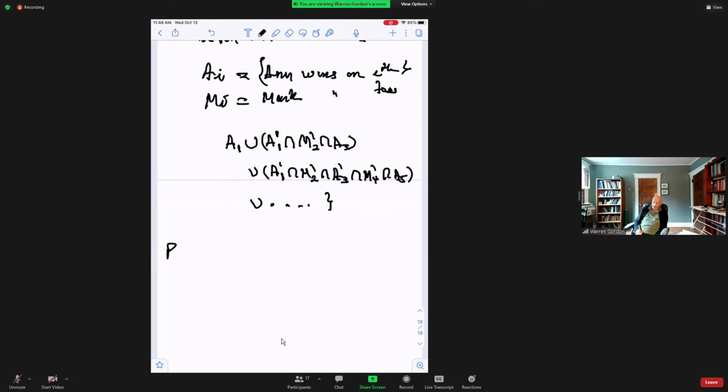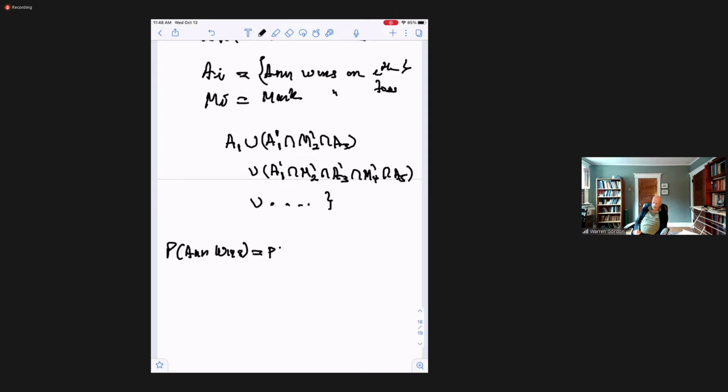So the probability that Ann wins is the sum of all these probabilities because they're all mutually exclusive. Only one of these can happen. It'd be P of A1 plus P of A1 complement intersection M2 complement intersection A3, plus P of A1 complement intersection M2 complement intersection A3 complement intersection M4 complement intersection A5, and so on.